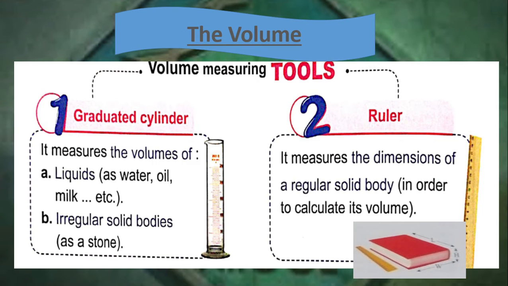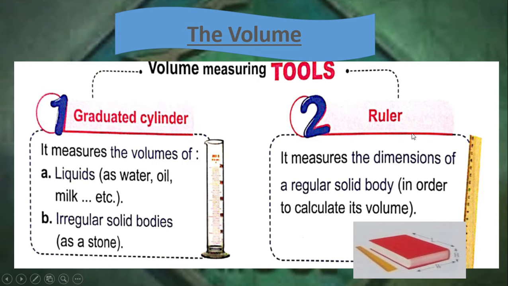The volume is the space occupied by the object. So we can measure the volume by using a graduated cylinder. This tool is called a graduated cylinder. It's used to measure the volume of liquids and irregular solid bodies. Irregular solid bodies like stone or marble, whose length, width and height you cannot measure.